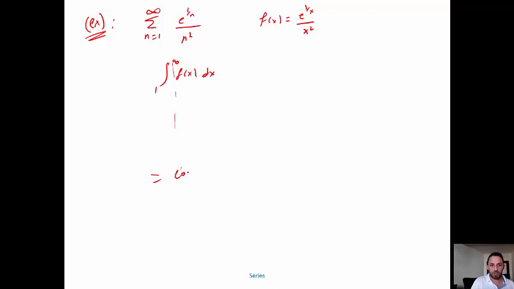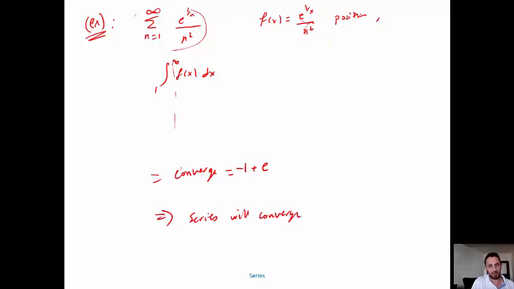The final answer will converge to 1 minus 1 plus e. And therefore the series, this one, will converge. You need to verify this is correct, and you should be able to see that it is positive. X squared is positive, exponential is always positive, positive over positive, then the function is always positive. You need to show that it is continuous for x greater than 0, and we are looking only from 1 to infinity, therefore it is continuous.